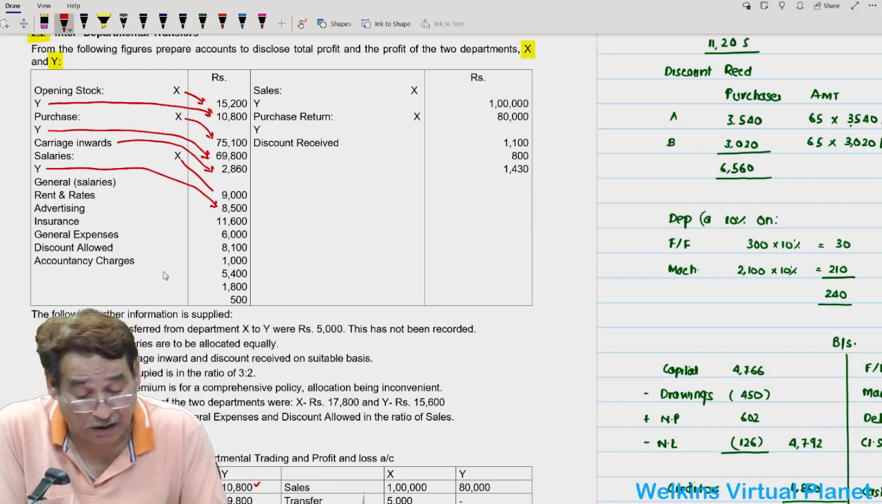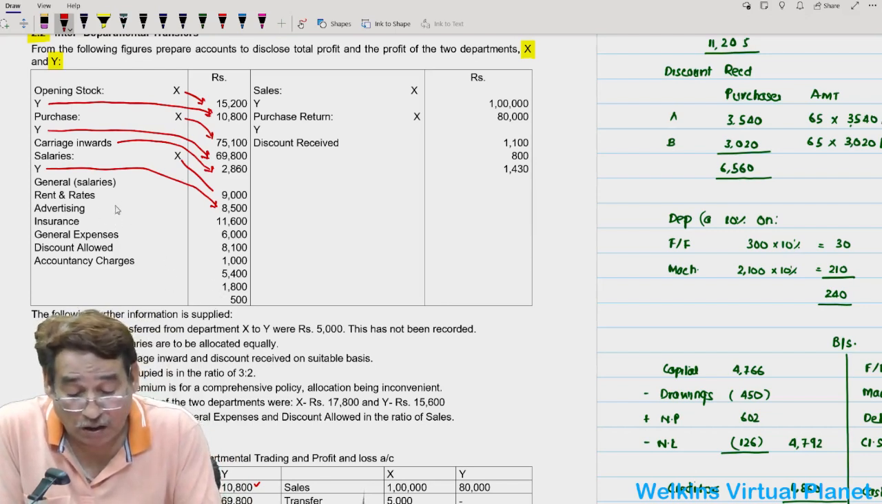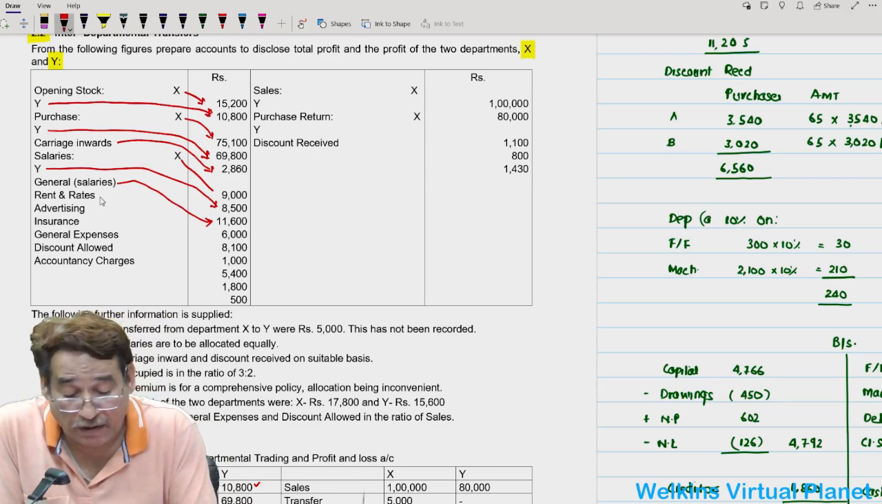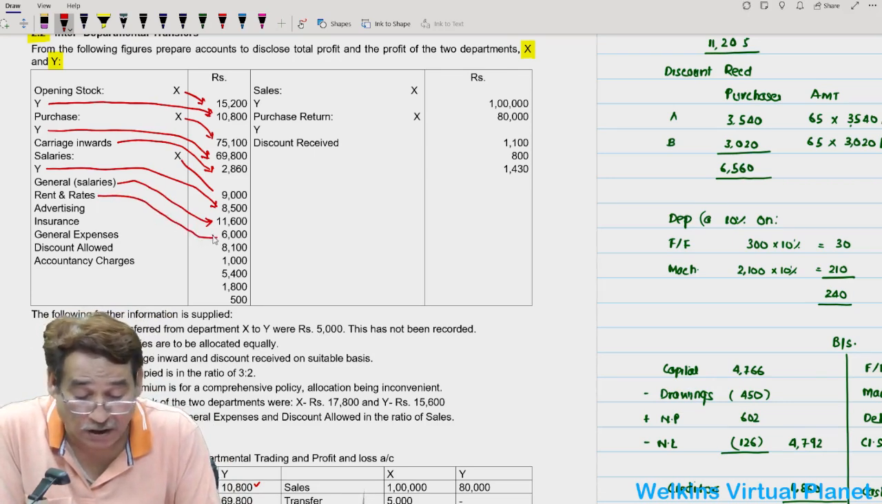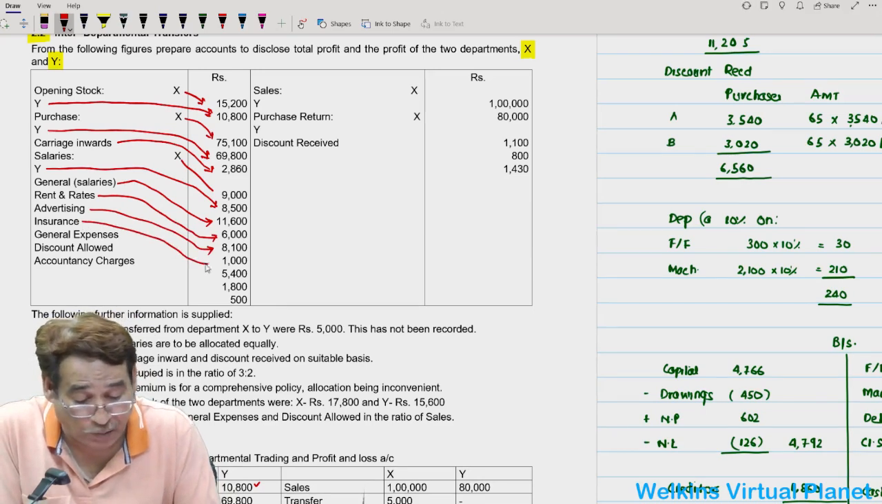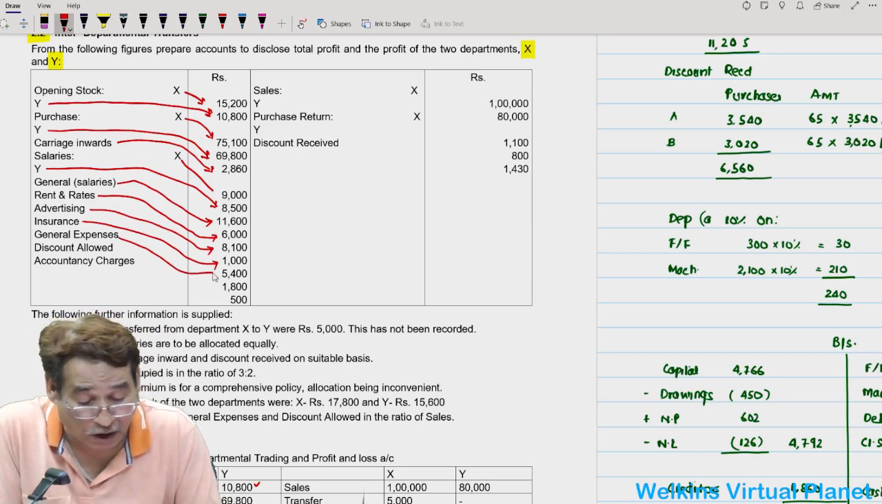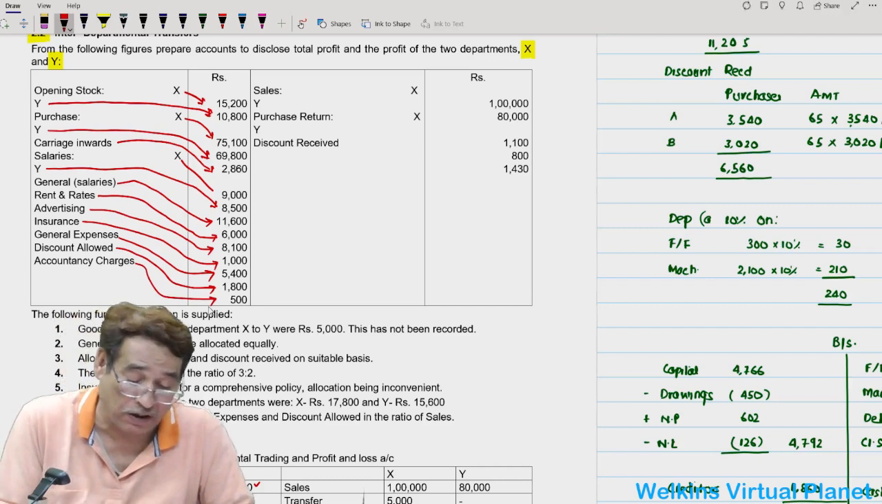And then you have been given general salaries. Now, general salaries are 11,600. Correct. Then rent and rates is equal to 6,000. Advertising expenses is equal to 8,100. Insurance expense is equal to 1,000. Journal expenses is equal to 5,400. Discount allowed is equal to 1,800. And accountancy charges is equal to 500.